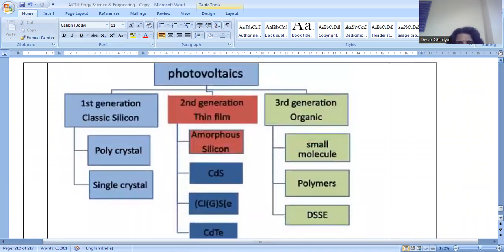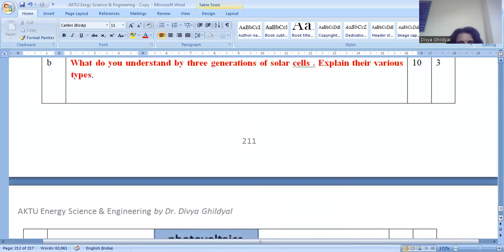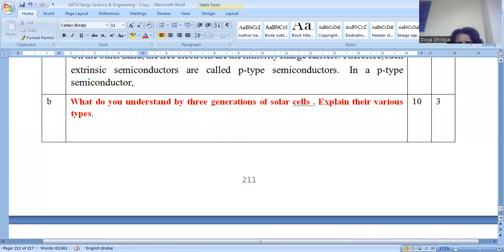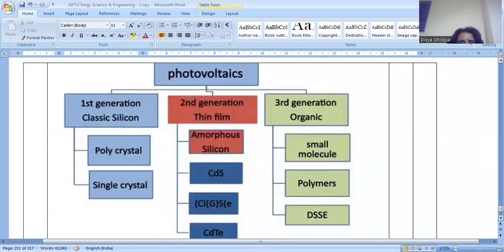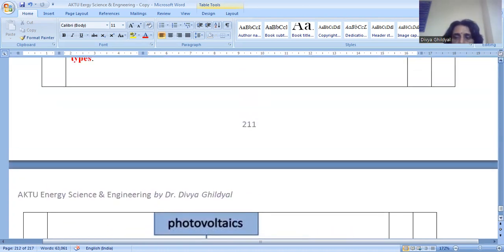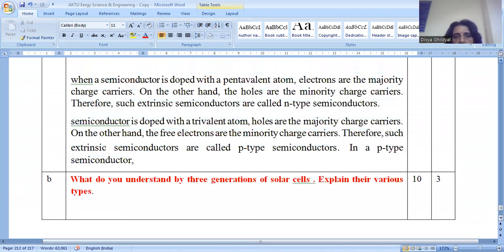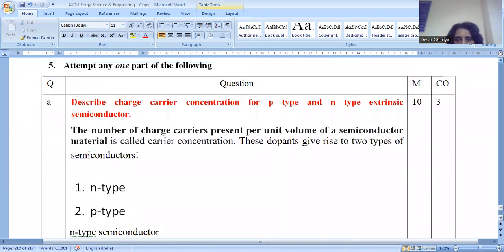power supply in India. Next question, what do you understand by 3 generations of solar cells? Solar cells can be categorized broadly into 3 generations. The first generation is the basic silicon one. The second is the amorphous silicon. The third is your small molecule, quantum dot, polymer, etc. More of your research field where new research is going on daily for new types of solar cells.